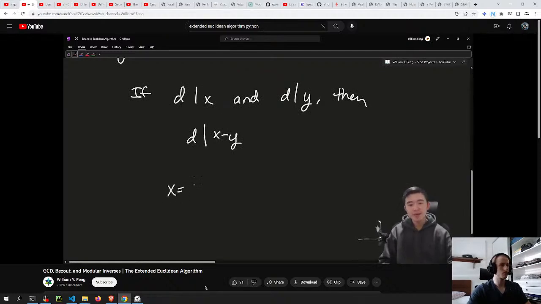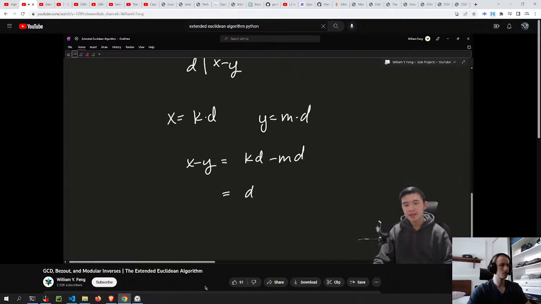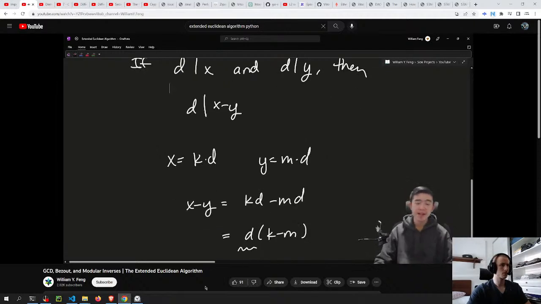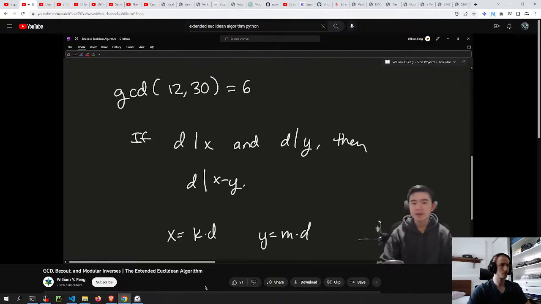We can write x equals k times d for some integer k, and y equals m times d for some integer m. Then x minus y is kd minus md, which, if we factor out the d, is d times k minus m. This makes it very clear that x minus y is divisible by d. By the way, I'm using this pipe notation to mean that one number divides another, so d divides x can be written as d pipe x. With that theorem out of the way, we can actually do the Euclidean algorithm.